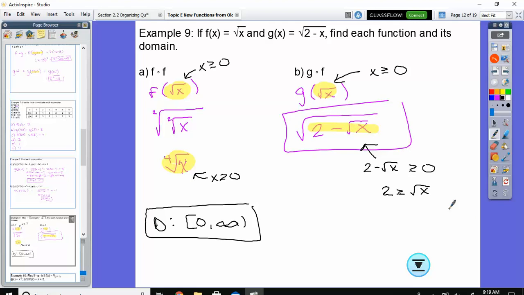Over my square root, it tells me the square root of x has to be less than or equal to 2. So x has to be less than or equal to what? 4. So it has to be bigger than 0, but smaller than 4. So this says it starts at 0 and ends at 4. It's only the numbers in between those.